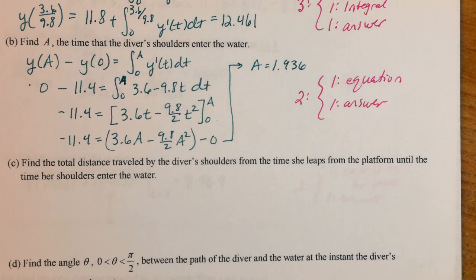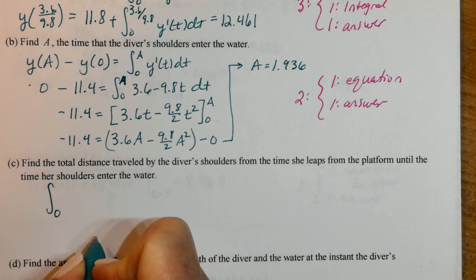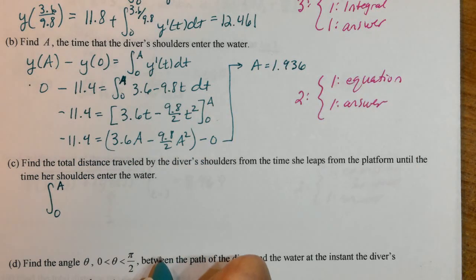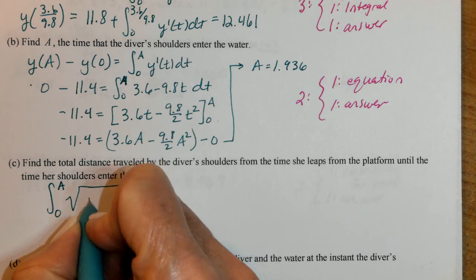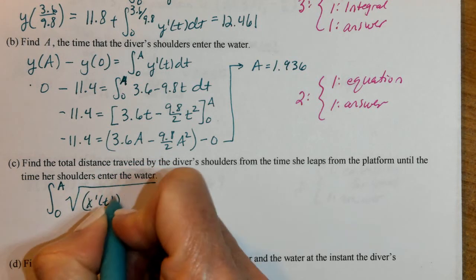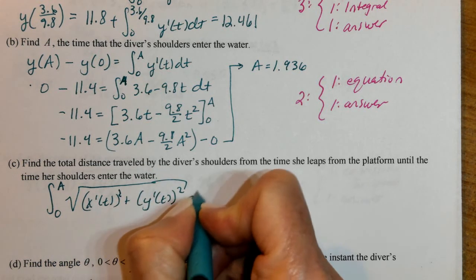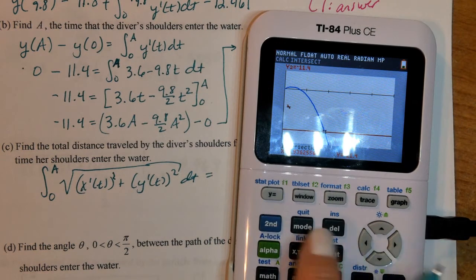Okay, part C. Find the total distance traveled by the diver's shoulders from the time she leaps until she hits the water. So total distance from time 0 to the ending time, which is time A, which we just found. Square root x prime squared plus y prime squared dt. Straight calculator work.